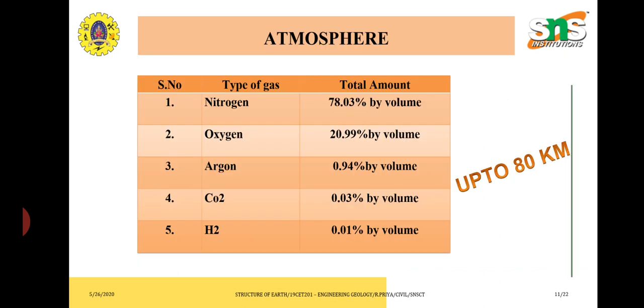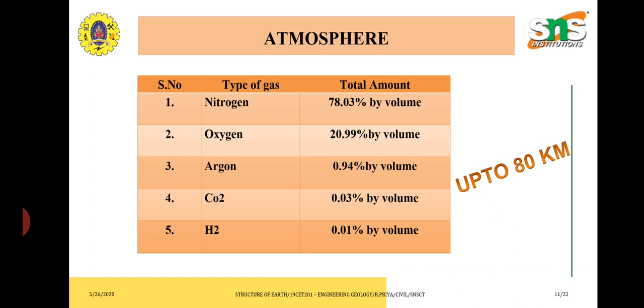Okay, next, coming to the atmosphere. So what is meant by atmosphere? The outer gaseous part of the earth, which starts from the surface and extends up to 700 kilometers, is known as the atmosphere. Our atmosphere occupies one millionth part of the total mass of the earth. It contains a mixture of gases, which is called air.